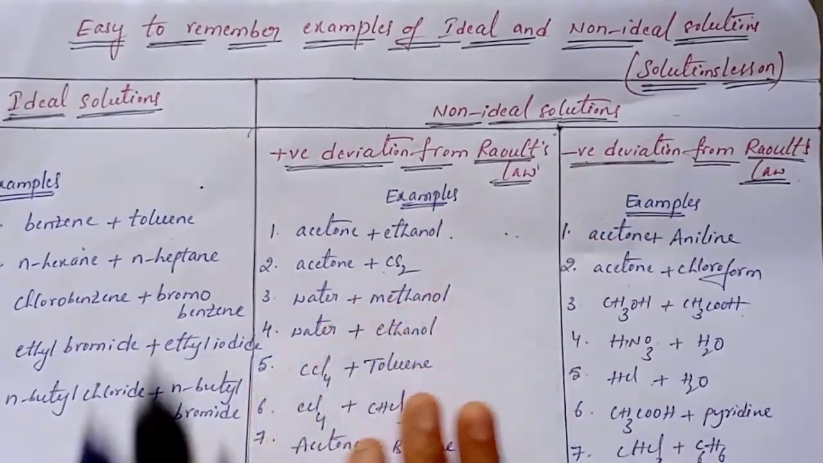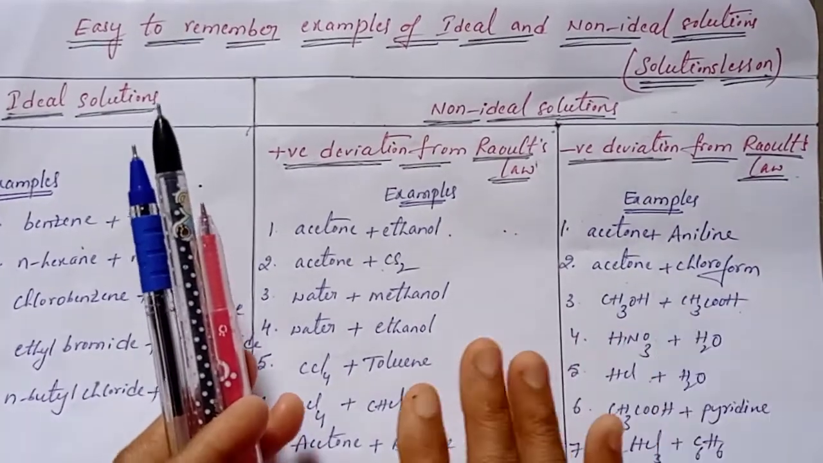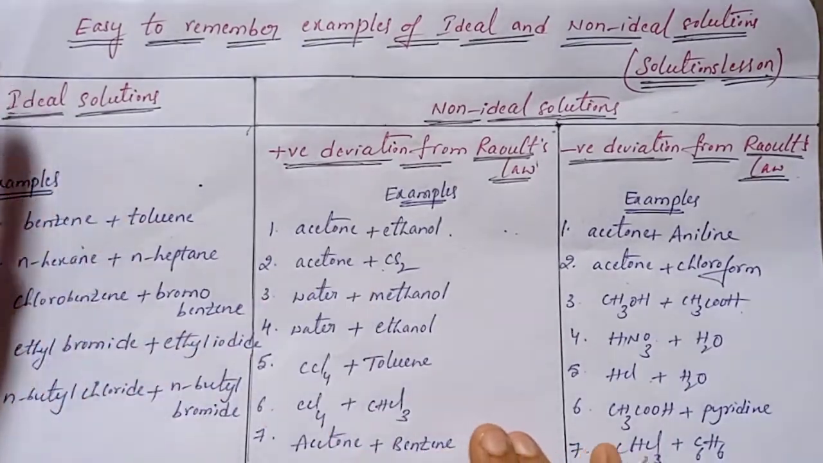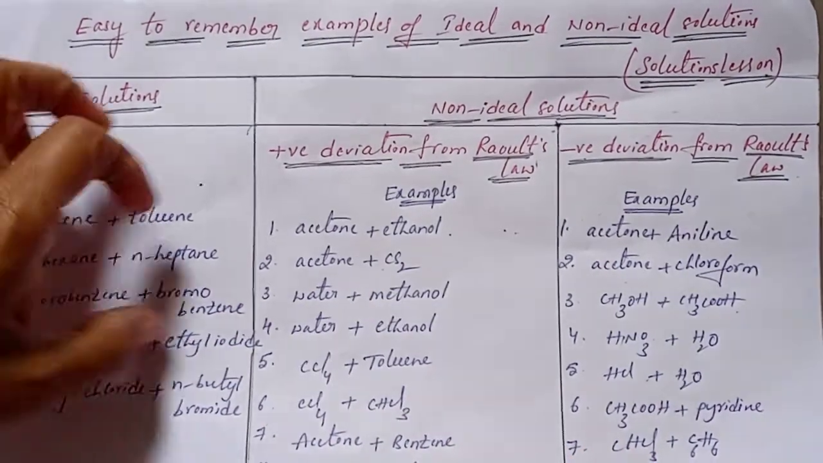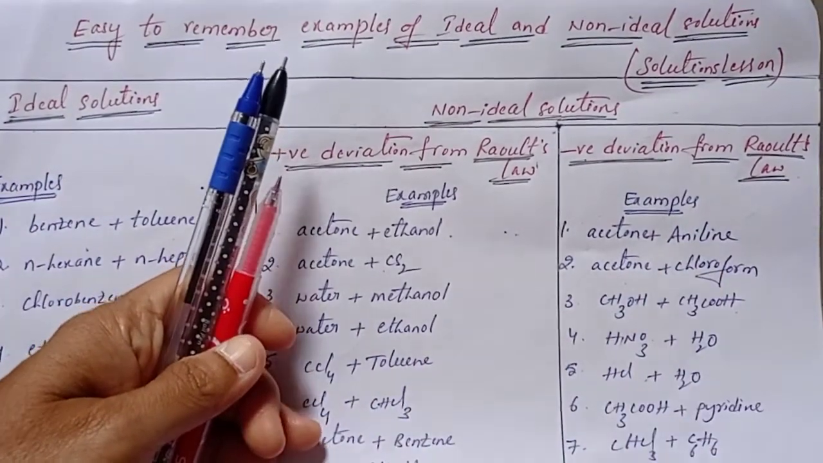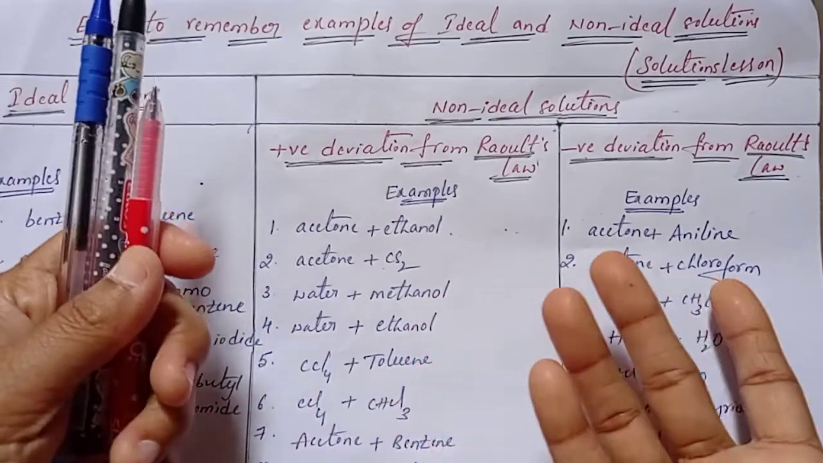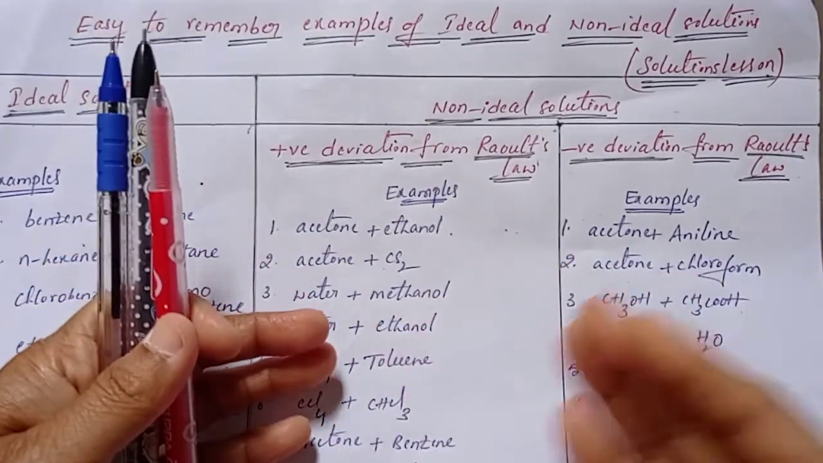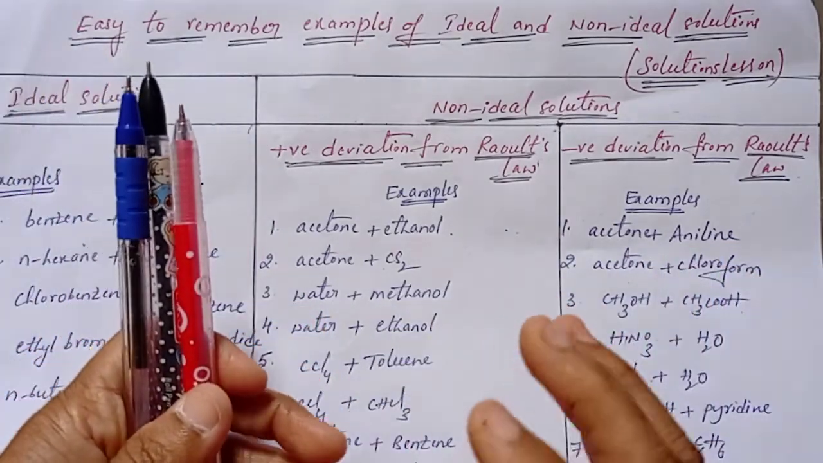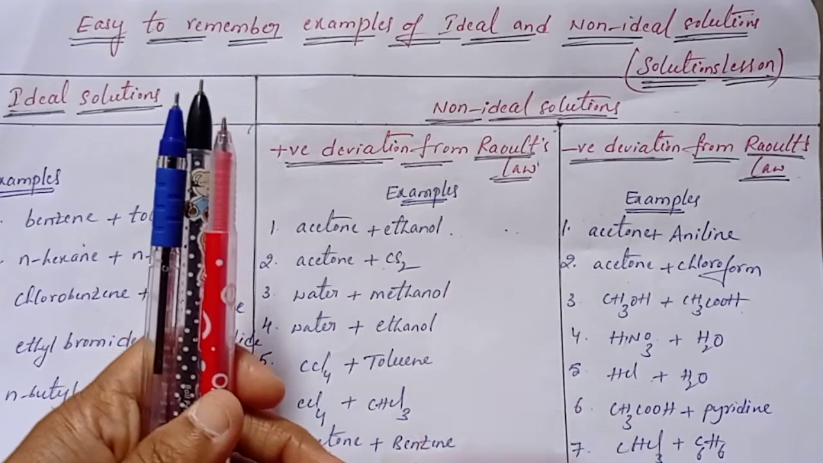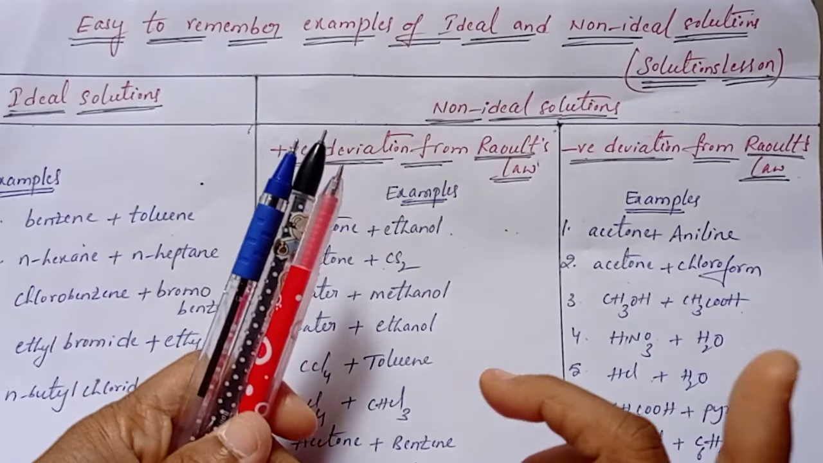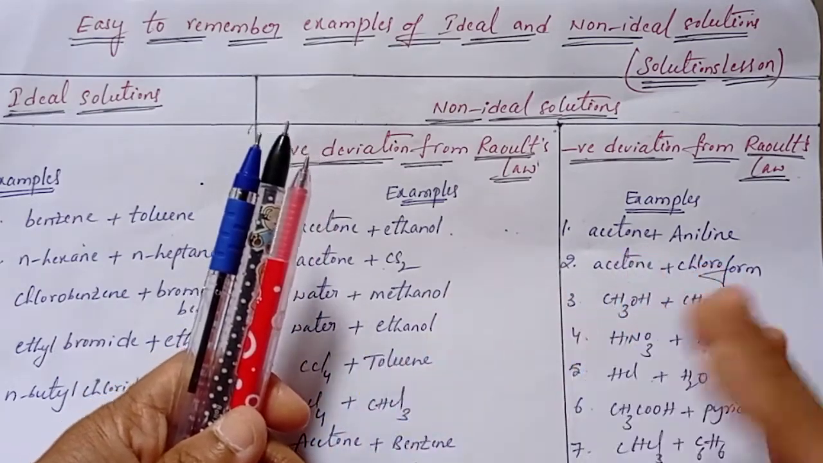So how to remember the examples easily? Because this topic is very important for competitive exams, there are so many examples in ideal solutions, in positive deviation and in negative deviation. So how to remember all these examples? Do we have to learn them all by heart? No need, students, I will give you a shortcut so you can easily remember the examples of ideal and non-ideal solutions.